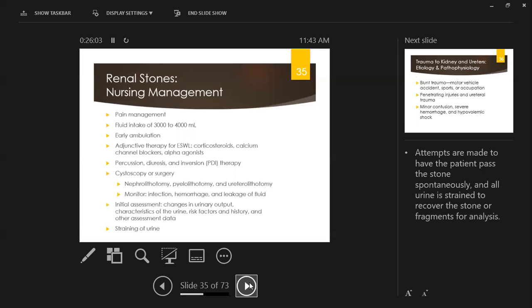Straining of urine, like I said, is going to be very important in order to identify if the stone has been passed. Attempts are made to have the patient pass the stone spontaneously, and all urine is strained to recover the stone or fragments so that it can be analyzed.